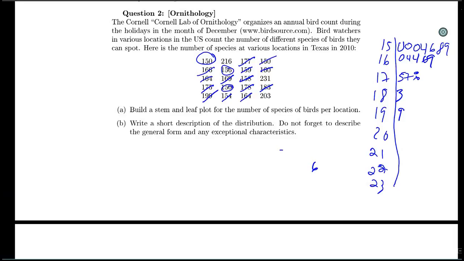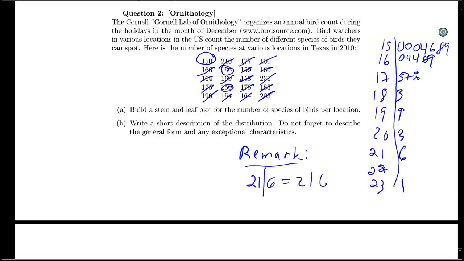So there's 216. So this is with 21. There's 203, so these are the 20s. And then there's 231. So this is our stem and leaf plot. It's always good to also make a little comment, a remark, that'll work as a little legend to explain to the reader what the numbers mean. So for example, if I have 21 as a stem with a leaf of 6, this should be interpreted as 216. Okay, and then what's left to do is just describe the distribution.